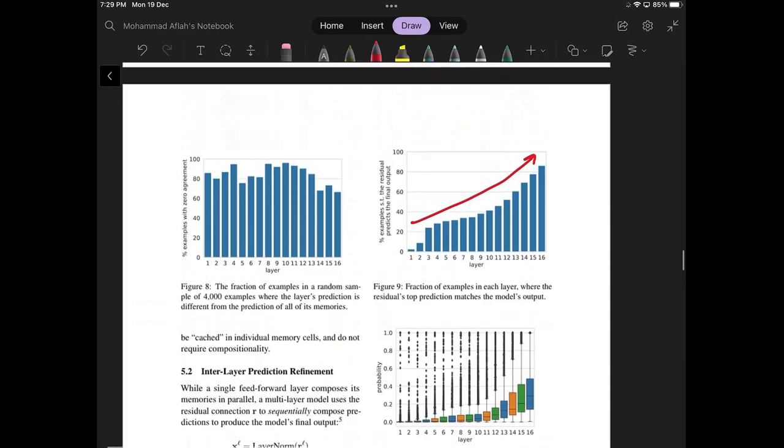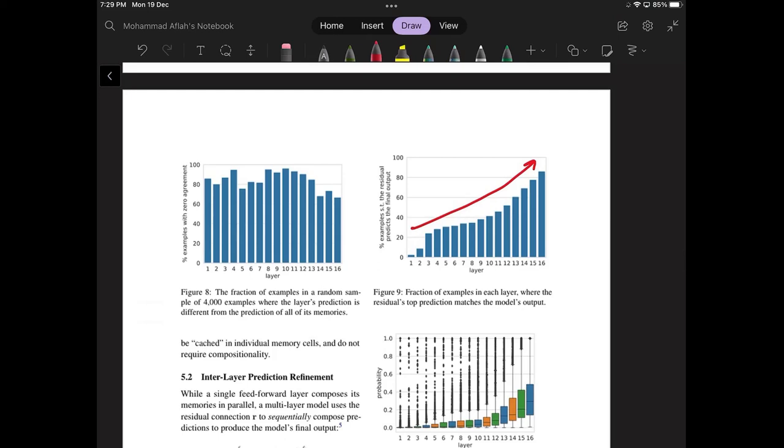Also, I believe we forgot to go over this plot. This plot is just showing in how many cases the final prediction is different from the prediction of all of its memories. So again, this is very high, showing that no one memory can be trusted.